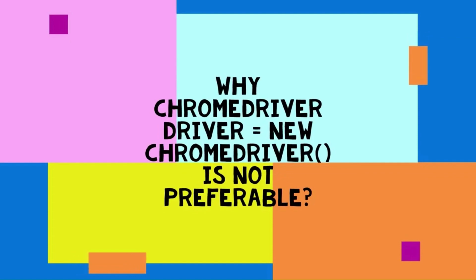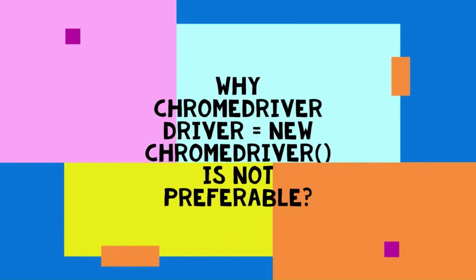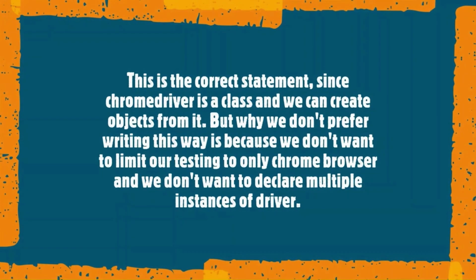Moving on to explaining about ChromeDriver equals new ChromeDriver and why it is not preferable. Firstly, this is a correct statement since ChromeDriver is a class and we can create objects from it. But we don't prefer writing this way because we don't want to limit our testing to only the Chrome browser, and we don't want to declare multiple instances of driver. Hence, we don't prefer this way.